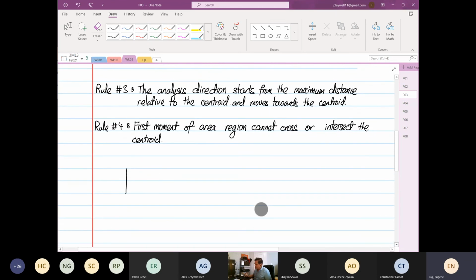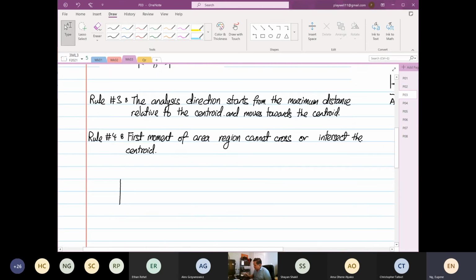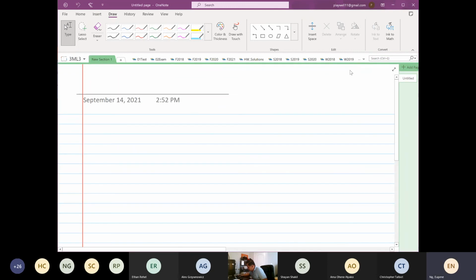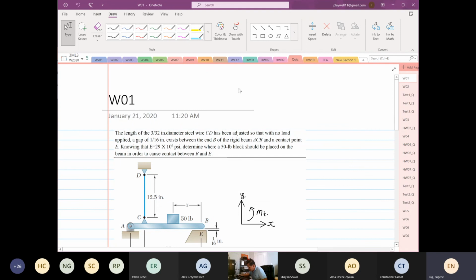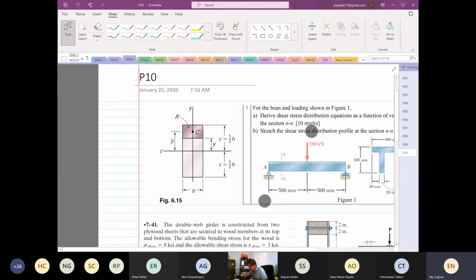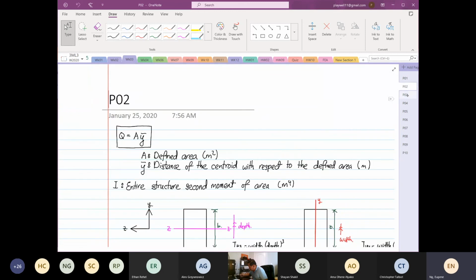Now, some of you will say, Eugene, how do you come up with these rules? How are these rules developed? I don't want to waste time, because if I spend time deriving it, I cannot show you more examples. So this is what I taught last term.